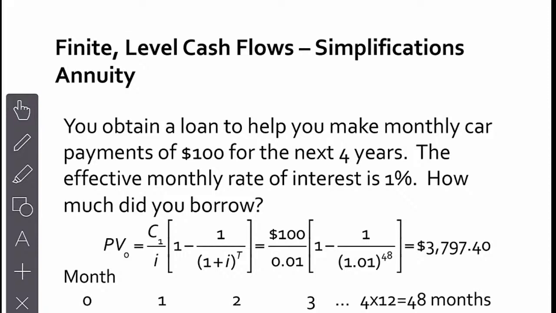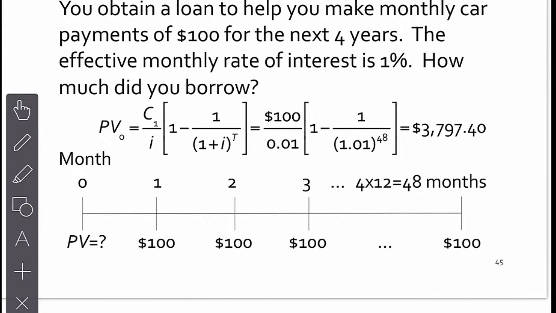Okay, so here's the problem. You obtain a loan to help you make monthly car payments of $100 for the next 4 years. The effective monthly rate of interest is 1%. So you have a 1% rate within the periods. I draw a timeline, so you have to get into the habit of this right off the bat.